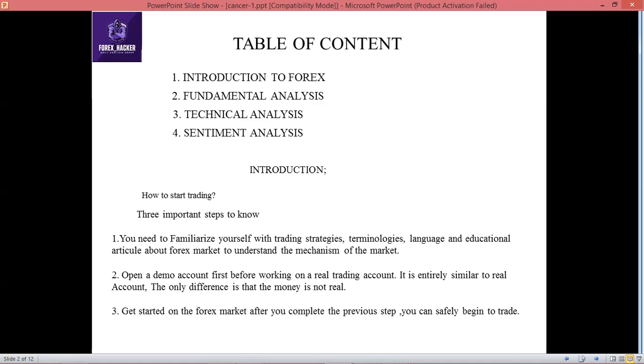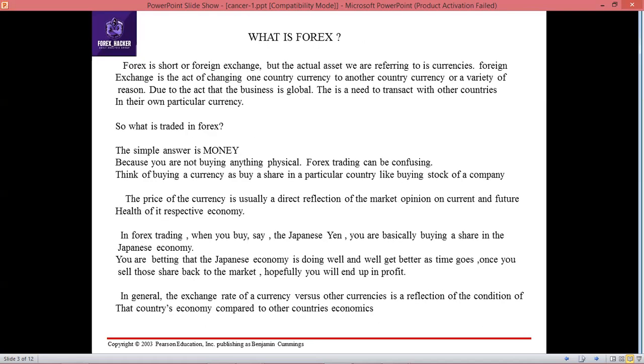So now, number three, you can now get on Forex and load your account. After completing the previous step, you can safely begin to trade. So let's move on. What is Forex? Forex is short for foreign exchange, but the actual assets we are referring to are currencies. Foreign exchange is the art of exchanging one country's currency for another currency for a variety of reasons.